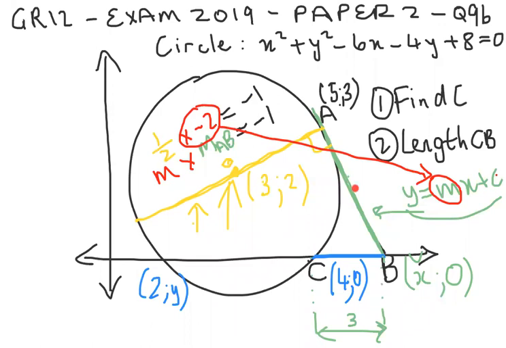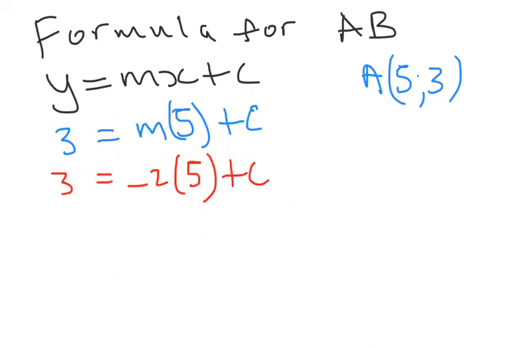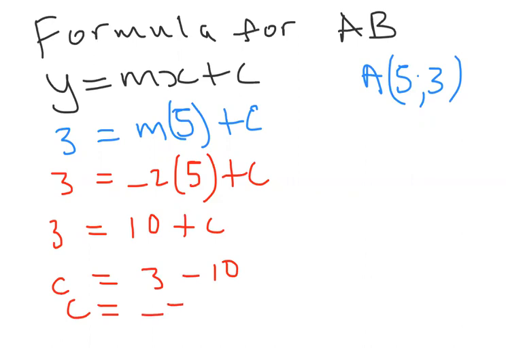And remember, we need this gradient because we're still stuck on this point over here. And now we have the gradient of minus 2. So let's just put minus 2 over there, times 5 plus c. And now you can see we have only one unknown. So 3 equals 10 plus c. And then c will be 3 minus 10. And c is equal to minus 7.